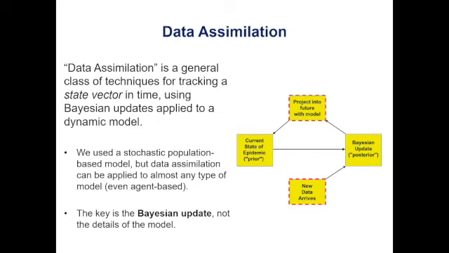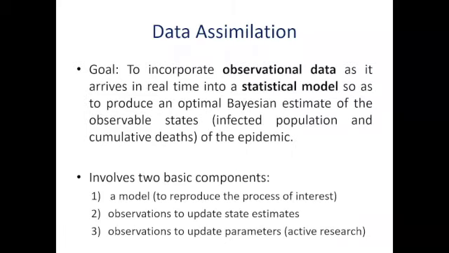Data assimilation is a general class of techniques for tracking a state vector in time using Bayesian updates applied to a dynamic model. Basically, what happens is you have a model. It doesn't have to be a compartmental model. It could even be an agent-based model. You use that model to project into the future for a certain number of time steps until new data arrives. Once the data arrives, you put those two together to do what is called a Bayesian update and feed it back to the model. Run the model again for a certain number of time steps until the next datum arrives, do the Bayesian update. So that's simply the idea.